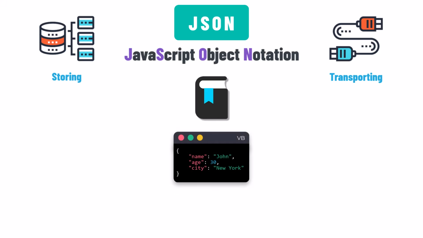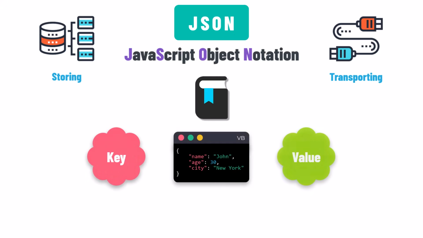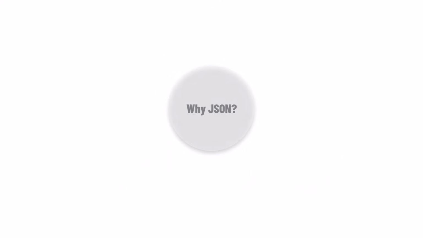Consider this simple JSON. It looks very much like a dictionary, right? Each pair consists of a key and a value. Why JSON? JSON has become the de facto standard for data interchange on the web for a variety of reasons. Let's delve deeper into the reasons why JSON has gained such widespread acceptance.